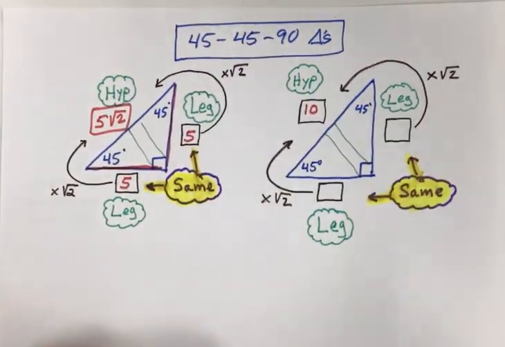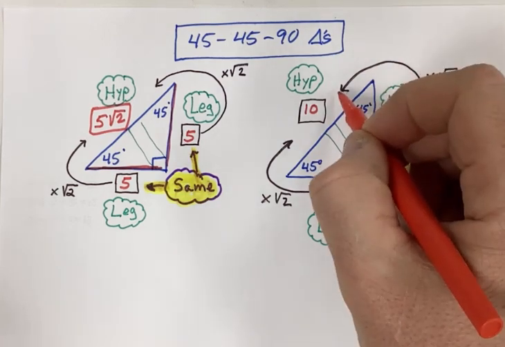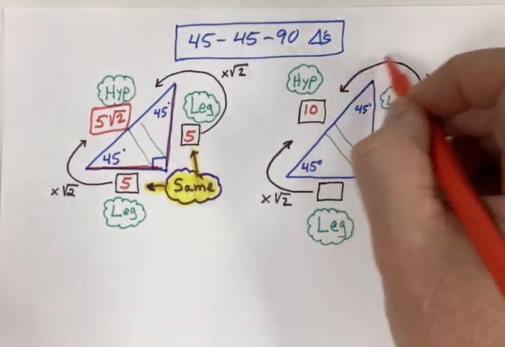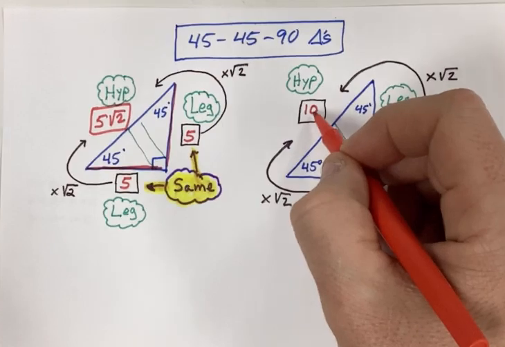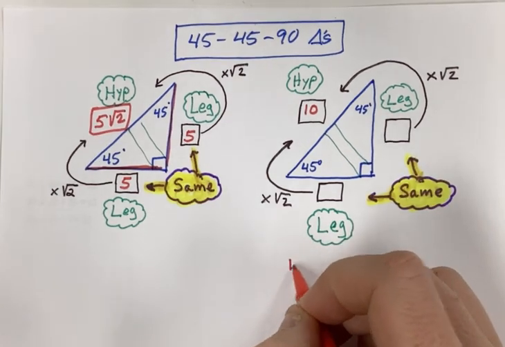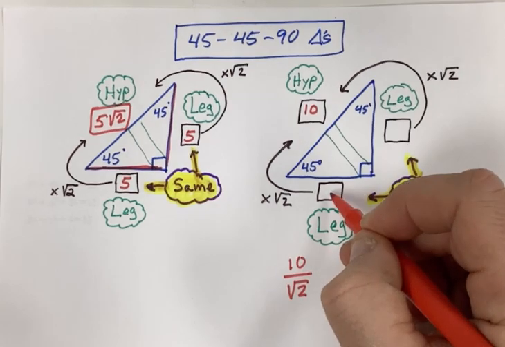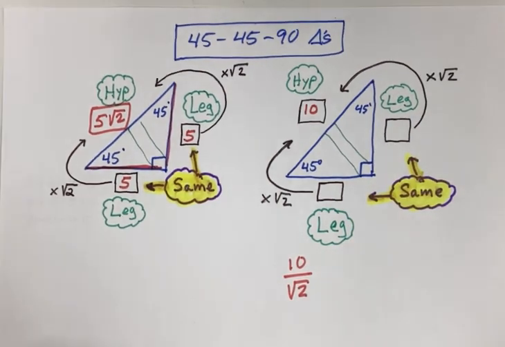Now the other one that might be a little more challenging is when you start on the hypotenuse. If you're multiplying by square root of 2 to go from the legs to the hypotenuse, you have to do the opposite to go back to the legs. So if you're starting with a 10 on the hypotenuse and you want to go back to the legs, you have to divide by the square root of 2. So if I wrote it out like this, 10 divided by the square root of 2, you could put this decimal answer in this box and this box, and that would be the right decimal answer.